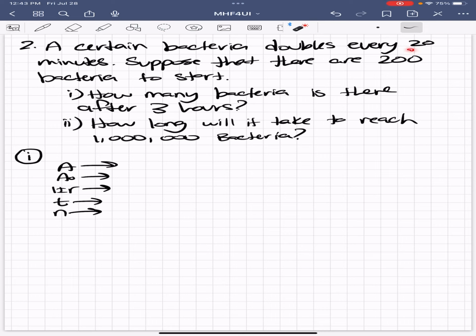We have it doubles every 20 minutes. So we have n. N would be 20 minutes. And suppose that there are 200 bacteria to start with. So A naught is going to be 200. How many bacteria are there after 3 hours? And that's question 1. And question 2 is, how long will it take to reach 1 million bacteria? That sounds like a large number. Okay, so let's start with question 1.